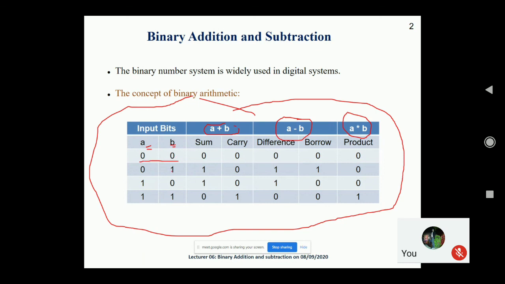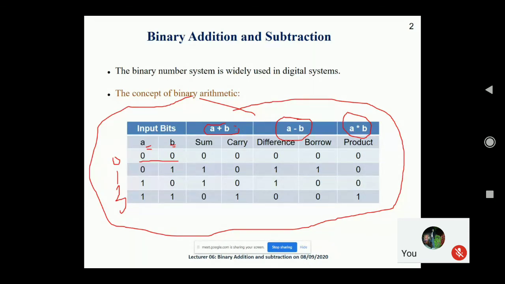We are writing 0 0, 0 1, 1 0, 1 1. That means we are going from 0 to 3 in decimal, a total of 4 combinations. 0 0 is 0, 0 1 is 1 in decimal form, 1 0 is 2, and 1 1 is 3.